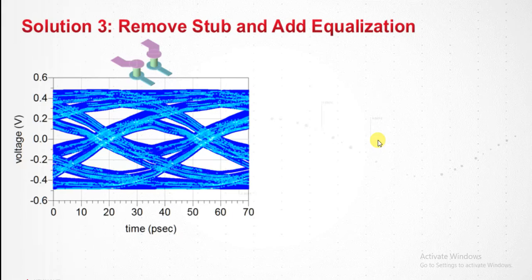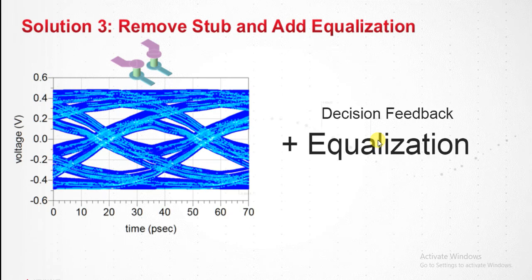There's the third solution. Why not do both? I'm going to remove the stub and add the equalization to it and see how much better of an eye we get. We're going to remove the stub and add equalization. Of course, we're going to expect the eye to open a little more, a lot more actually, which looks like that.